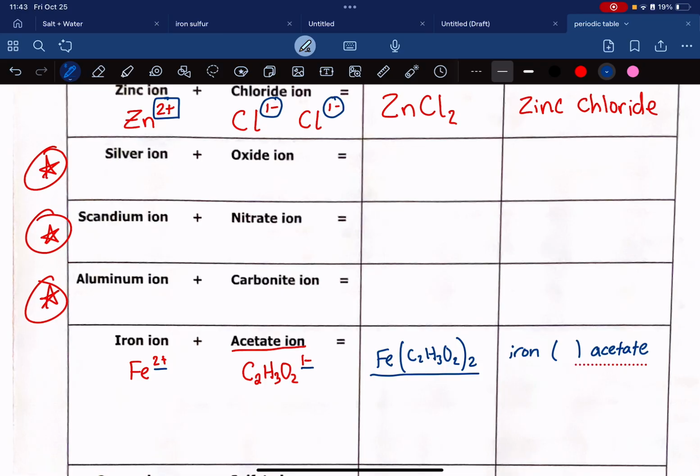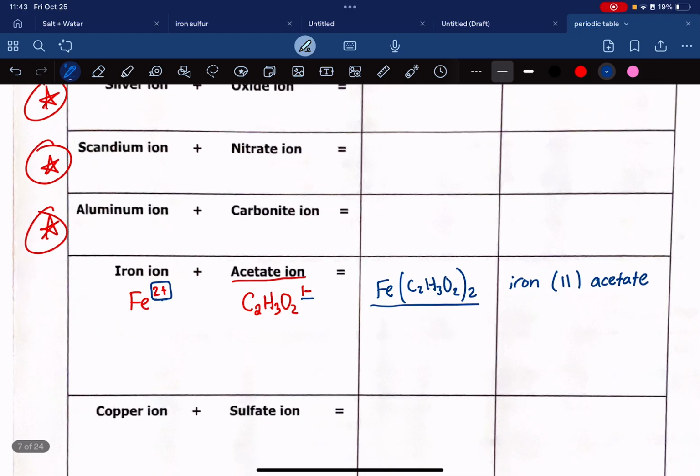And we always put the Roman numerals in the parentheses to be the same as the charge of the iron, or the charge of the metal. In this case, it's iron. So my name is going to be iron 2 acetate for this first one. Fe(C2H3O2)2 is called iron 2 acetate. Let's do the next one now.